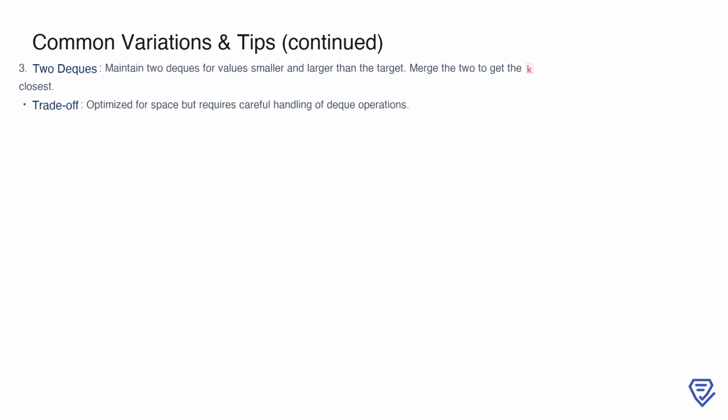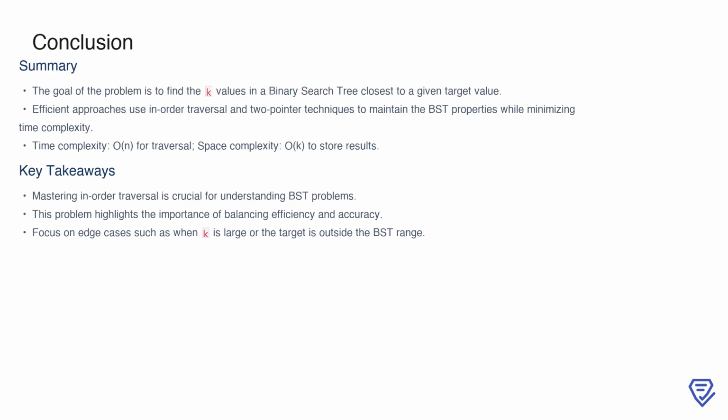Understanding these alternatives not only helps you tackle variations of this problem but also prepares you for follow-up questions in interviews, where you might be asked to adapt your solution to different scenarios or optimize it further. Great work! We've covered LeetCode number 272, Closest Binary Search Tree Value II, and explored efficient solutions using in-order traversal and two-pointer techniques. Remember to practice similar problems to strengthen your understanding of BSTs.